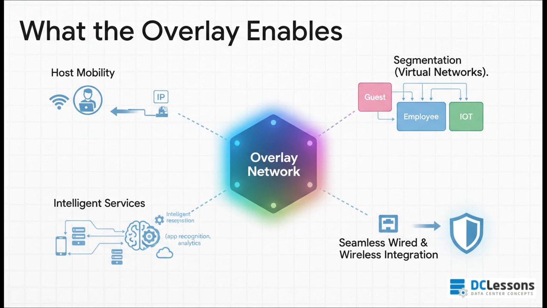And because the overlay is totally separate from the physical network, it unlocks some incredibly powerful capabilities. I'm talking about things like users being able to walk anywhere in the building, even across campus, and keeping the exact same IP address. It's seamless. We can also slice and dice the network for security, creating super fine-grained segmentation. And we get to manage all our wired and wireless users under one single unified policy. Honestly, trying to do this stuff in a traditional network, it's a nightmare. Here, it's just built in.